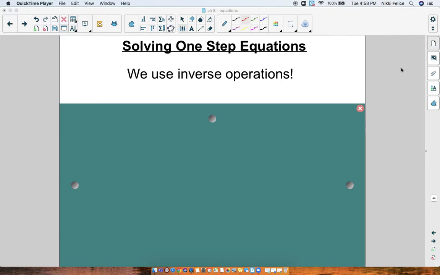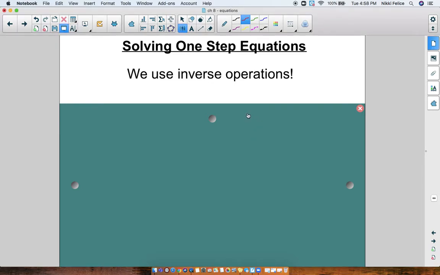Hi everyone, this is our lesson on one-step equations, which I know we did start to work on a little bit before our break, but I wanted to review it before we moved on. So how do we solve one-step equations? We use inverse operations. What you're going to need for this lesson is your notebook and a pen or a pencil. So if you don't have that in front of you, go grab that right now.